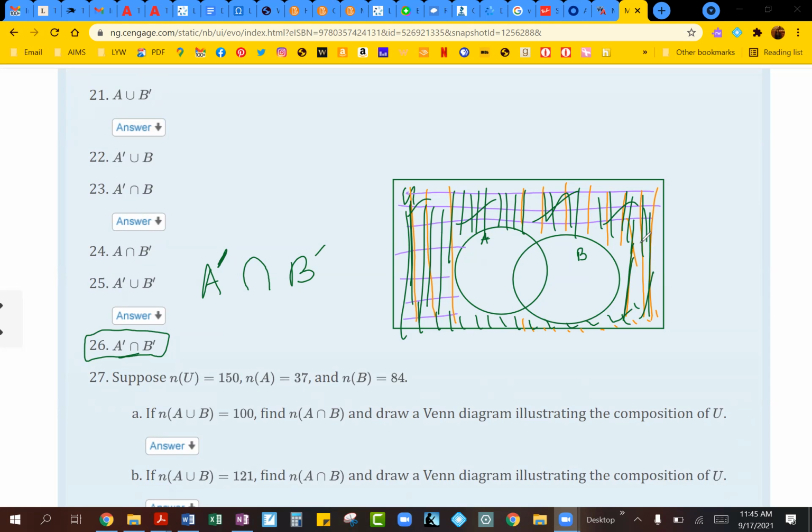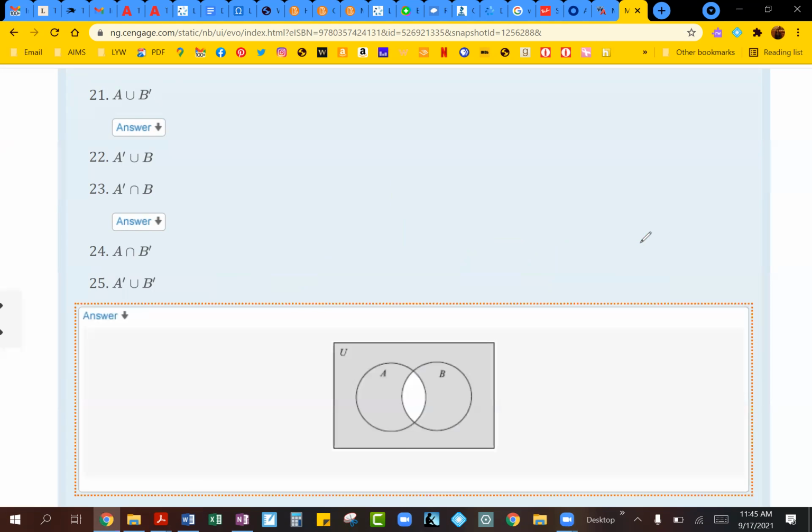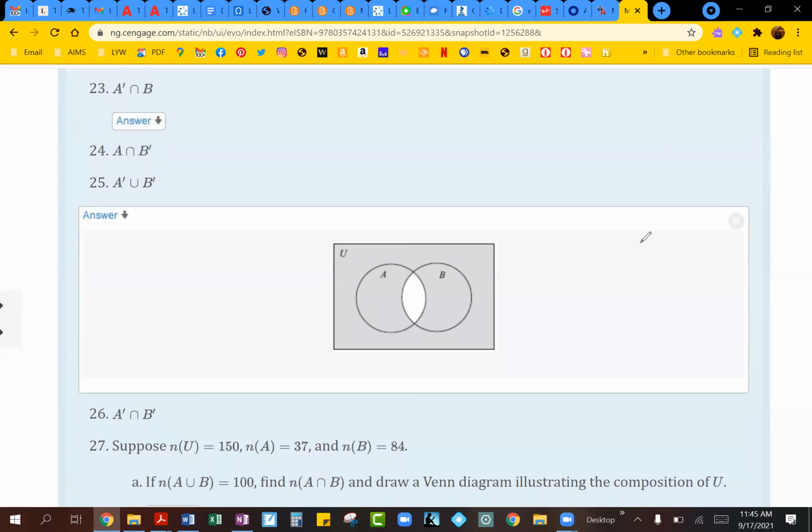And when it's union, remember, it can be part of one set or the other set, or they can be in both, and you have the shading you are looking for. So just to show you, when we change this from an intersection to a union, like number 25, what that shading ends up looking like.